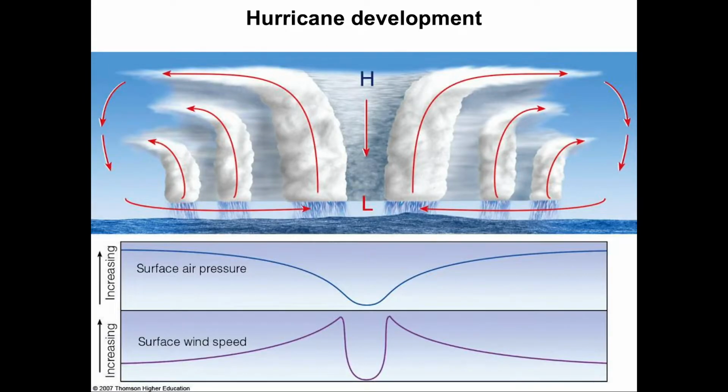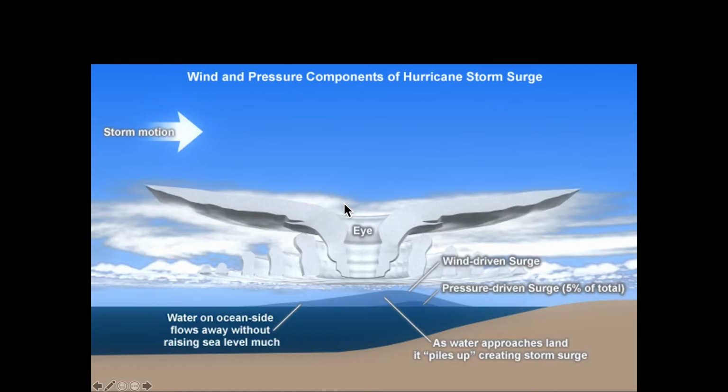And we can see that depicted here in terms of air pressure. The lower the air pressure, the stronger the winds. You'll notice that the low point of air pressure here at the surface coincides with the high point of winds at the surface. So the highest winds are going to be located just adjacent to the lowest part of the low. But there's more to a hurricane than that.